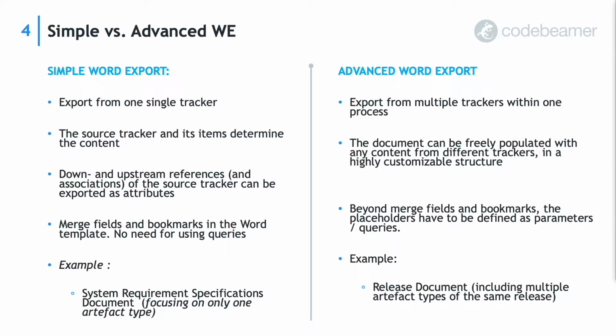The advanced word export technique is different. In this case, we can export content from multiple trackers at once, and the final Word document can be freely populated with any content from any different trackers in a highly customizable structure. Beyond merge fields and bookmarks, the placeholders have to be defined as template parameters with queries. For example, if you would like to export multiple work item types from the same release, then we can easily accomplish that with an advanced word export template.